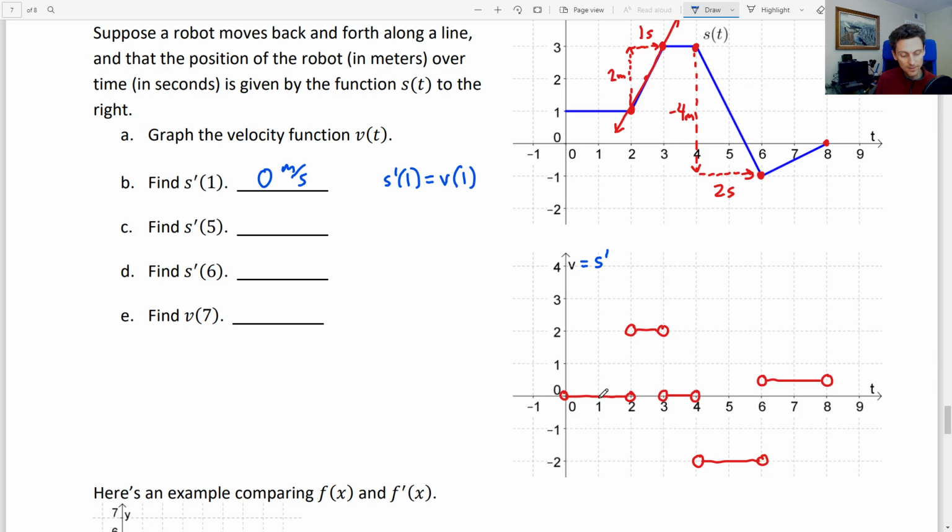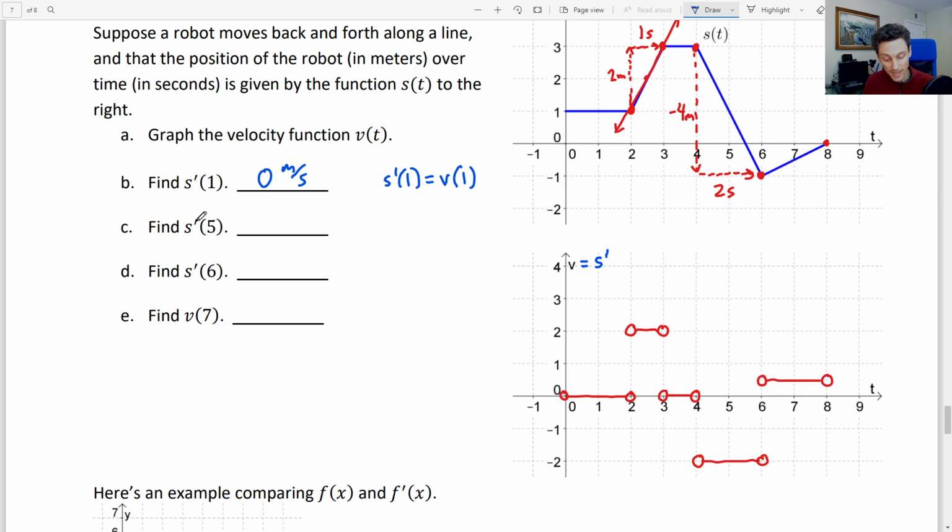There we're just reading off, this whole graph that we just drew was the velocity function. So we're just reading off what the velocity is, what the y value of this graph is when t equals 1. The y value is 0 meters per second. The robot's not moving at that time, in other words. Or the position is not changing at that time.